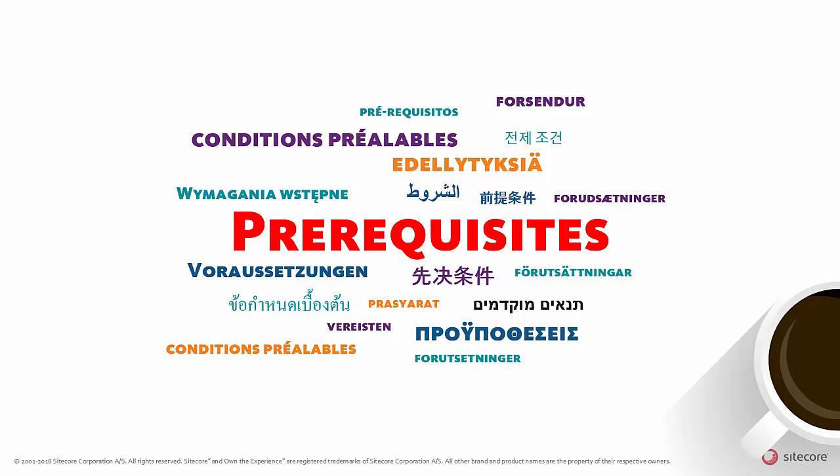It goes across all the products, whether it's Experience Manager or Commerce or anything. You have to study the documentation. You have to make sure that the environment that you're installing on matches exactly what has been defined by the SIF configuration.